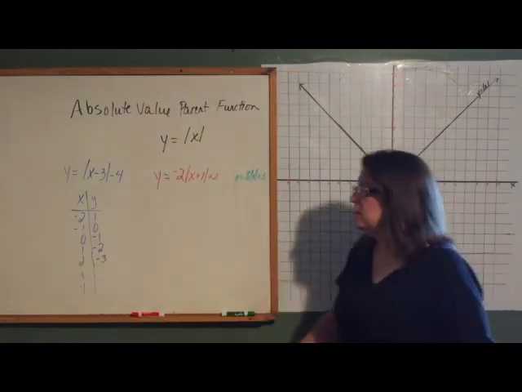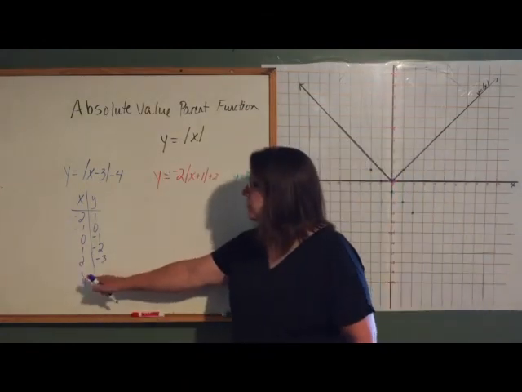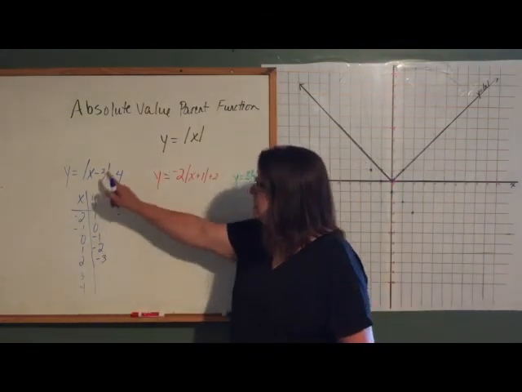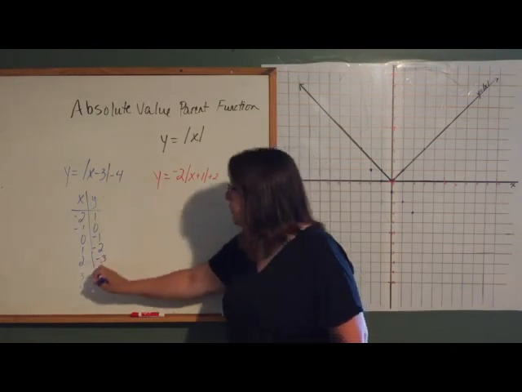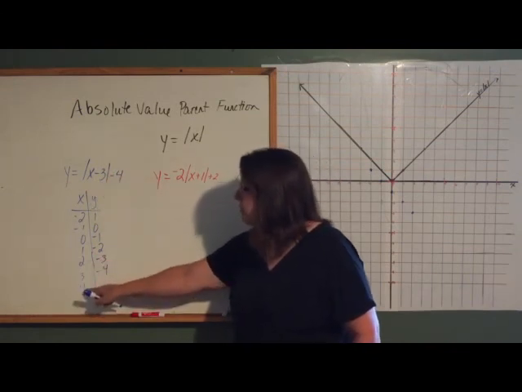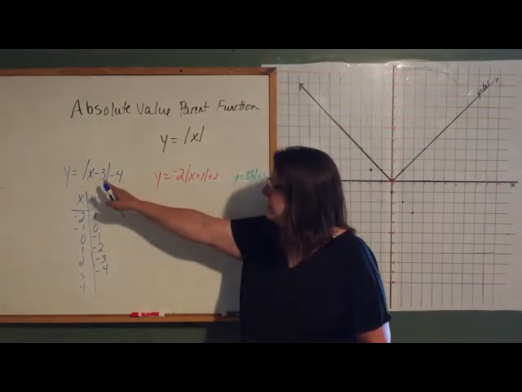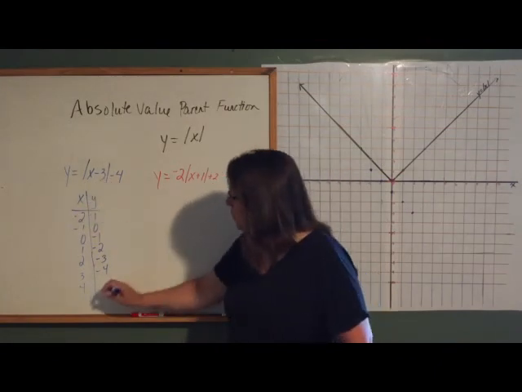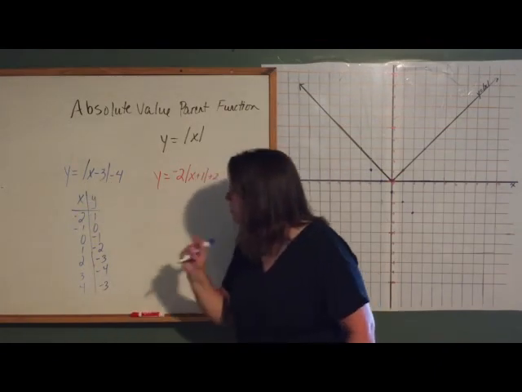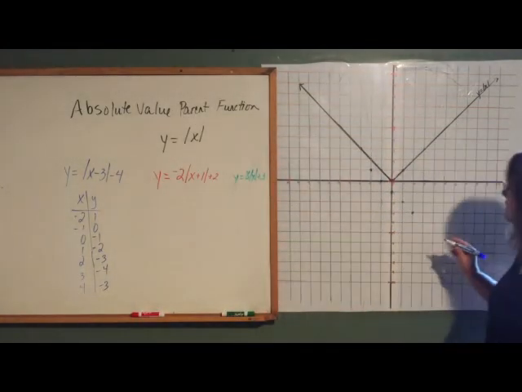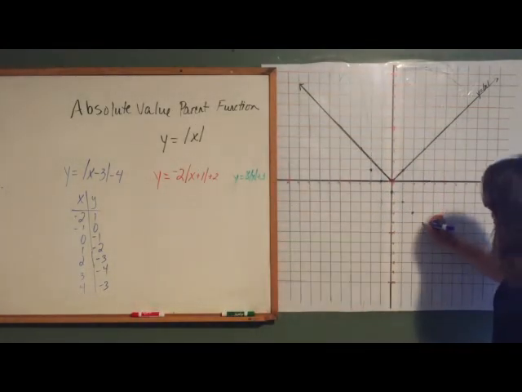3 and 4. So let's plug those two new numbers in. 3 minus 3 is 0. Absolute value is 0. 0 minus 4 is -4. 4 minus 3 is 1. Absolute value of 1 is 1. 1 minus 4 is -3. And then we'll graph those. So let's see. 3, -4.